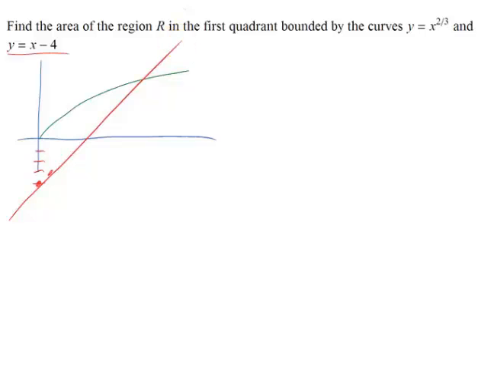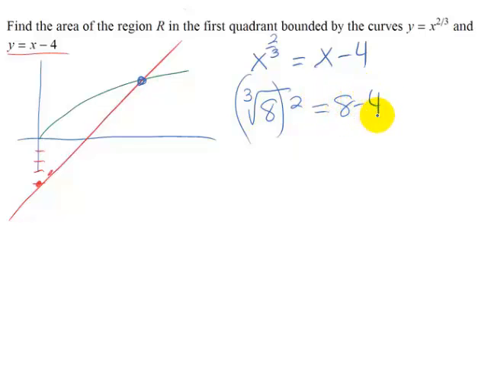Now we need to figure out this point of intersection right here, and that would be when x to the 2/3 equals x minus 4. And I'm just kind of looking here, and I can see that that's going to work for 8 because we would have the cube root of 8 squared, which would be 2 squared, which would be 4, and that would equal 8 minus 4, which equals 4. So this point right here is going to be the point (8, 4).